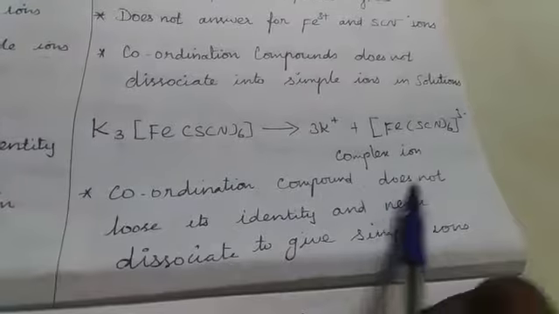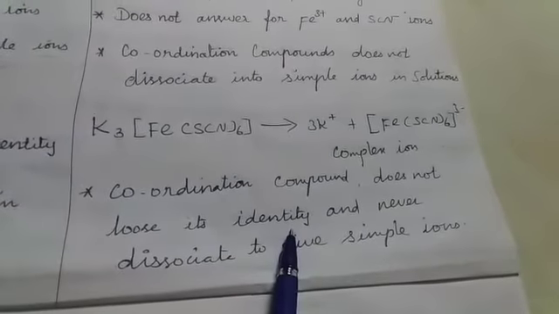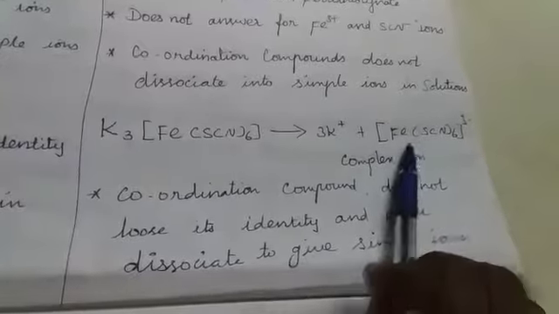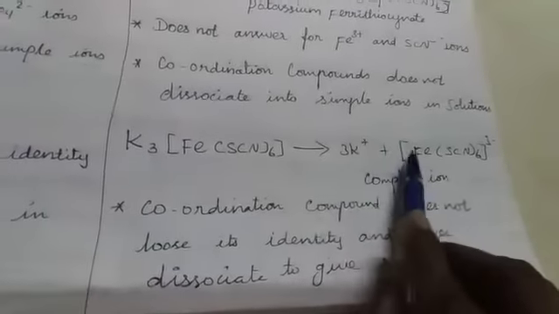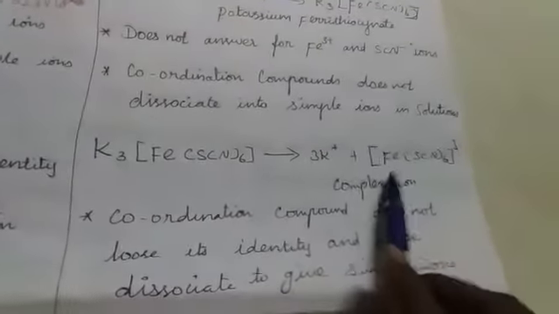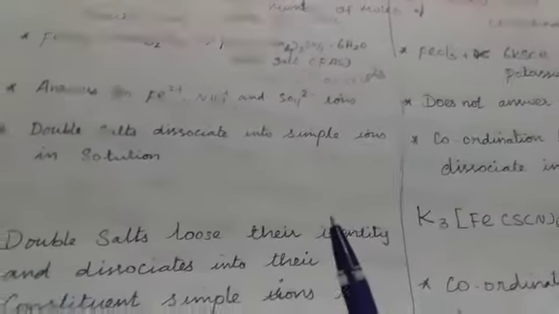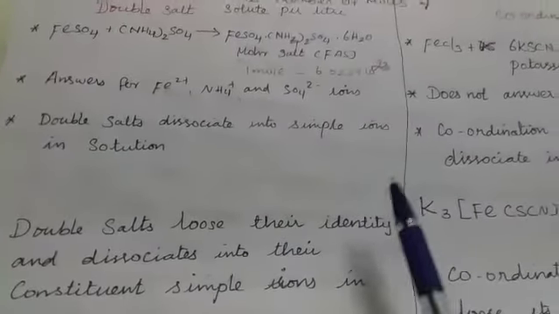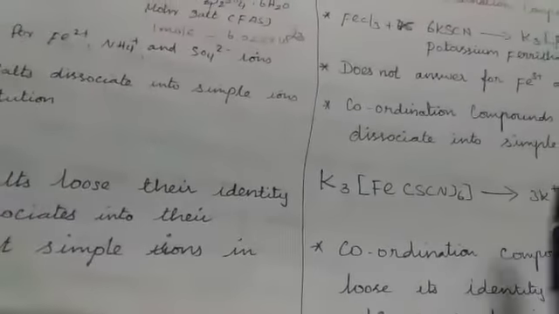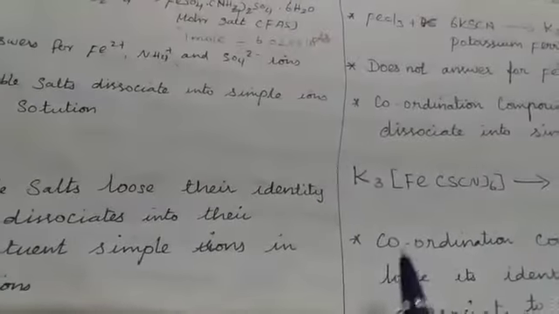A coordination compound does not lose its identity, does not lose its behavior, and never dissociates to give simple ions. It gives only the complex ion. From this, what do we find out? The double salt loses its identity easily and dissociates easily to give simple ions. But the coordination compound does not lose its identity and never dissociates to give simple ions. That's it. Thank you, students.